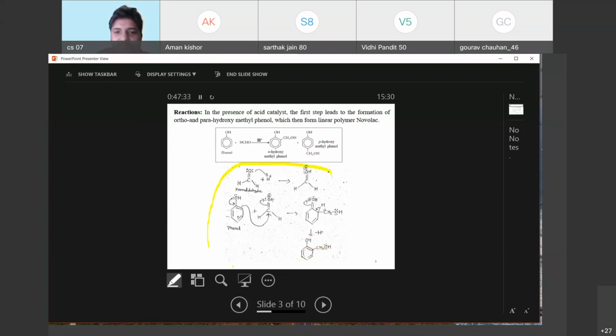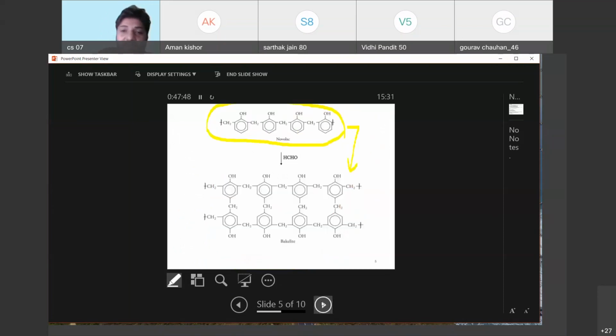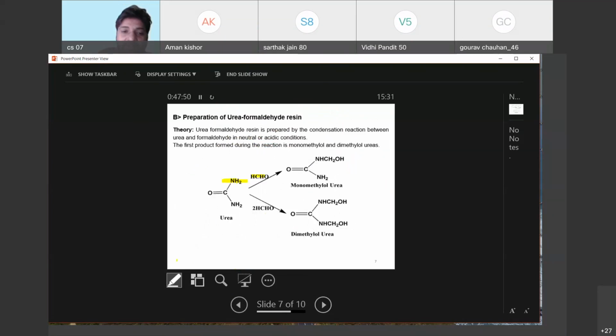Just as the reaction is happening here, in a similar way the reaction is going on in case of urea. There, the pi bond of benzene is attacking. Here, in our urea case, this NH2 attacks this carbonyl carbon. Okay, and that favors the formation of this NHCH2OH group.